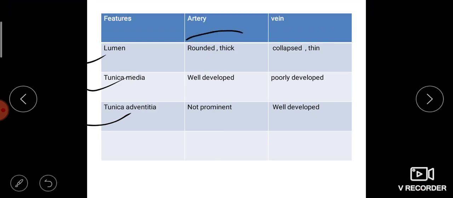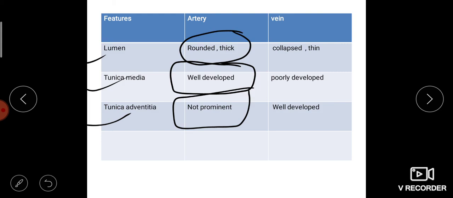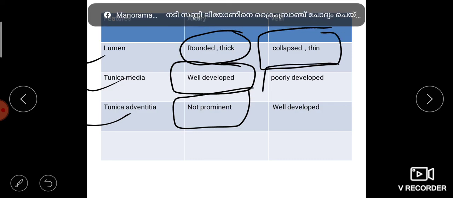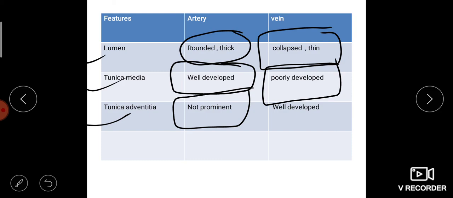In artery, the lumen is rounded and thick. Lumen means the cavity of the artery, or the space where the blood is present; it is larger and rounded and thick. Tunica media of arteries is well developed. Tunica adventitia is not prominent. But in case of a vein, the wall of the vein is collapsed, lumen is thin. Then tunica media is poorly developed. Tunica adventitia is well developed. So this is the main difference between artery and vein.